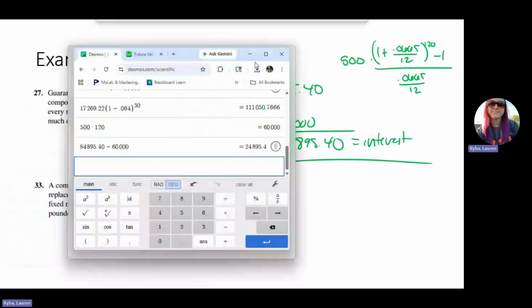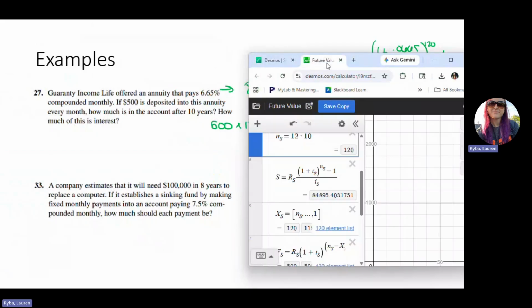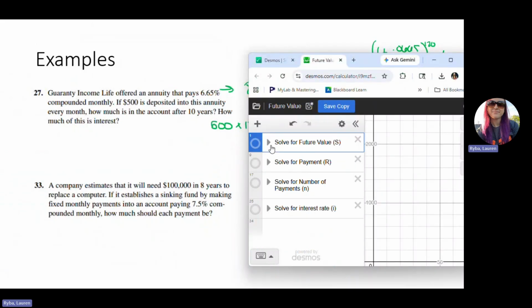All right, so I'm going to show you how to solve for a payment in our future value formula. Because our future value formula for annuities has future value, payment, number of payments, and interest, I could solve for any of those variables.